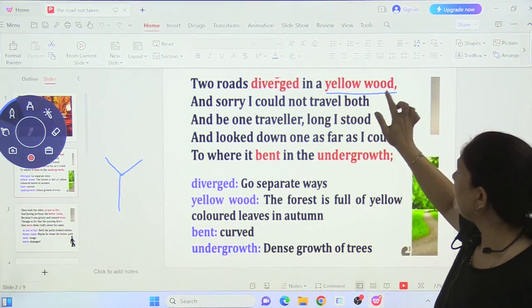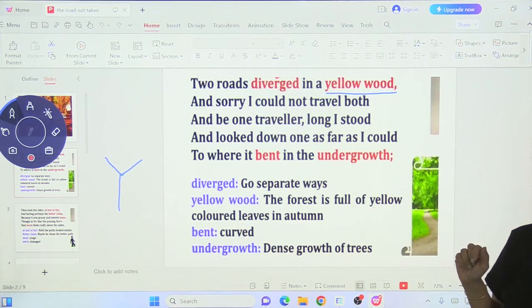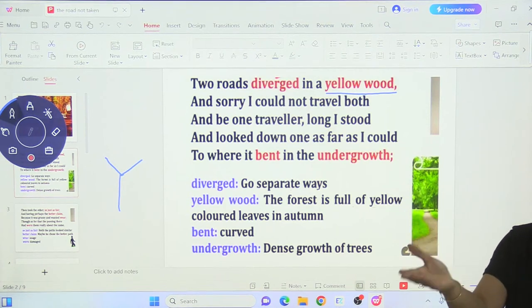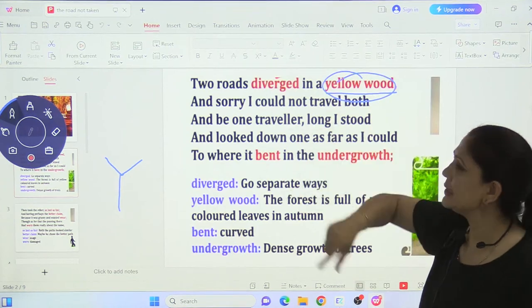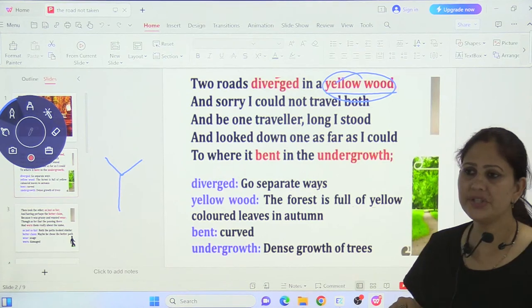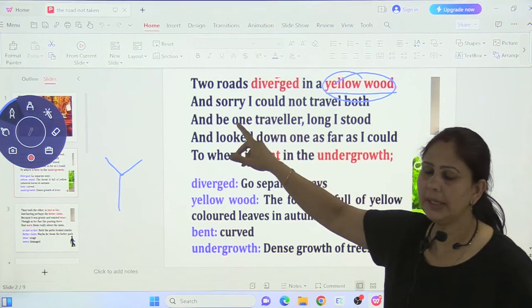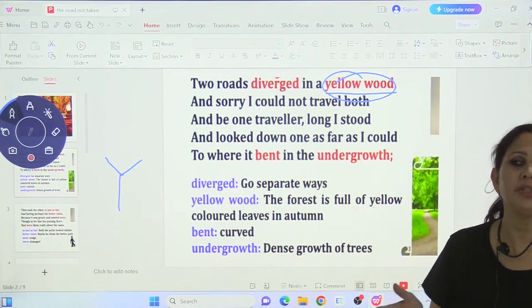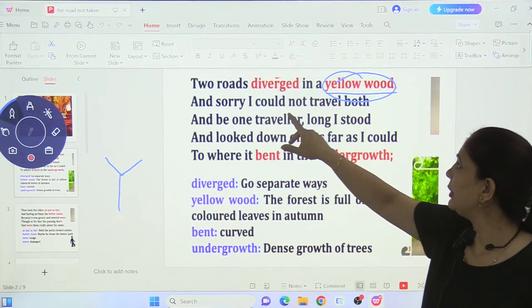And what do you understand by yellow wood? What does wood refer to? Forest. Right. Wood refers to forest. And yellow wood, what does this mean? A forest which is dried up, where the leaves are brown or yellow in color. Sukha hua forest. So he found that the road was diverging in a yellow wood, a forest which is completely dried up. And sorry, I could not travel both.